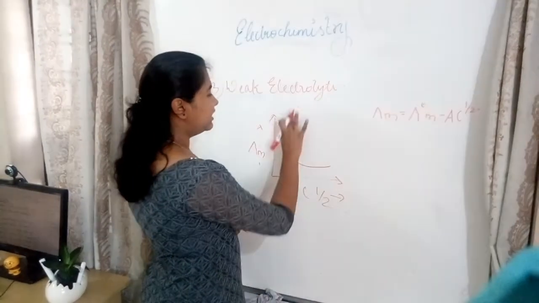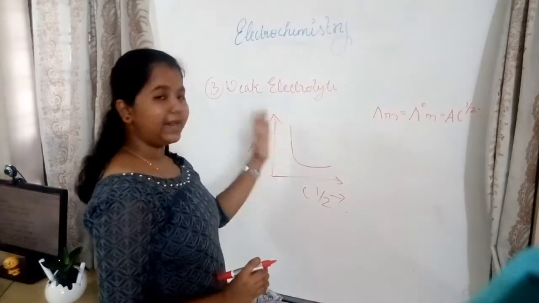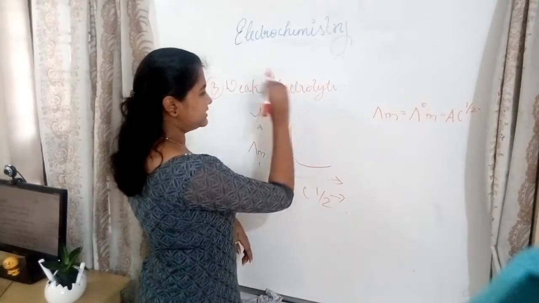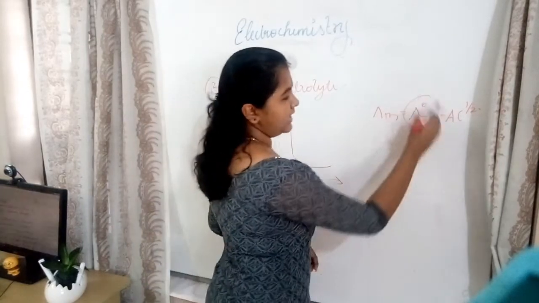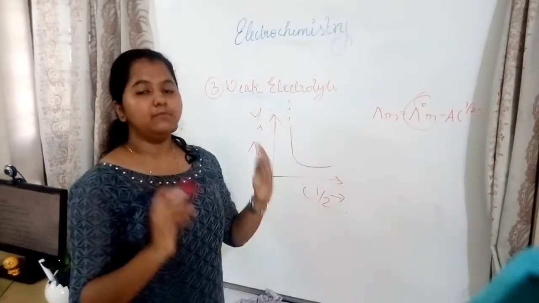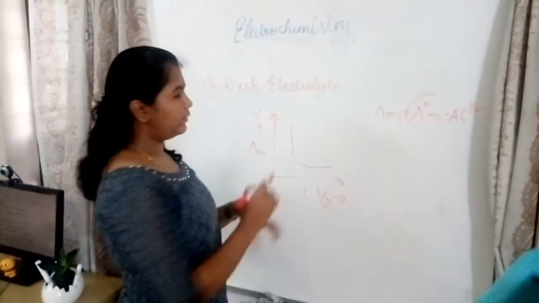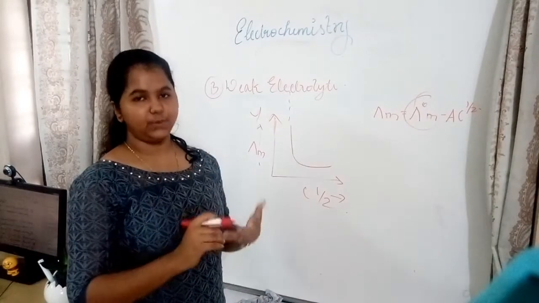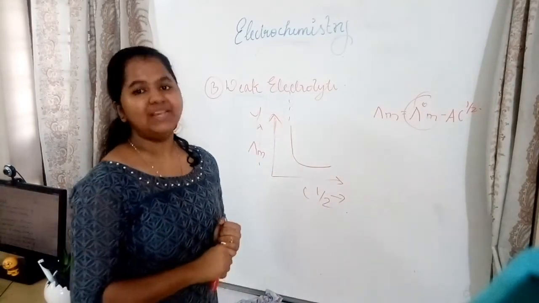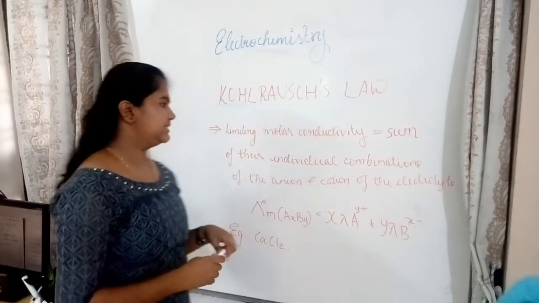You can see that the curve is parallel to the y-axis. So if you extrapolate it, you won't get the lambda 0 M value. What is lambda 0 M? That is the molar conductivity at infinite dilution. You won't get it if you extrapolate the graph. There is a method known as Kohlrausch's law. We learned about that. So let's see what it states.